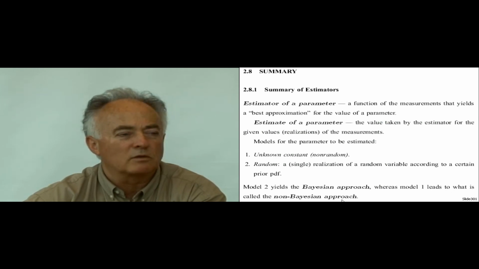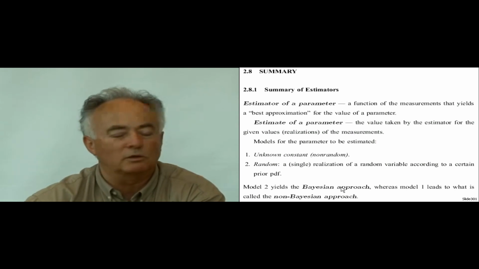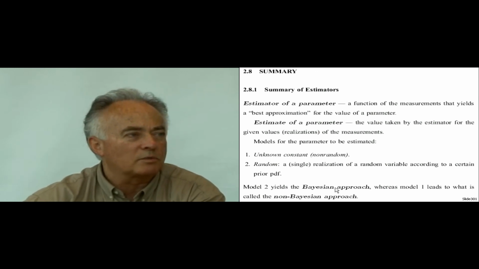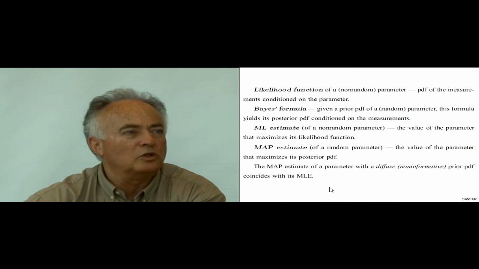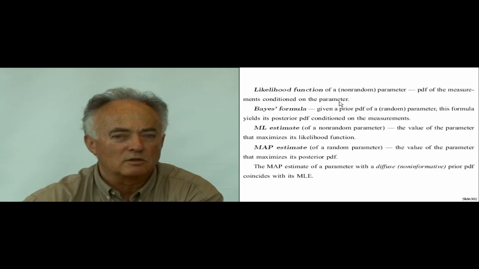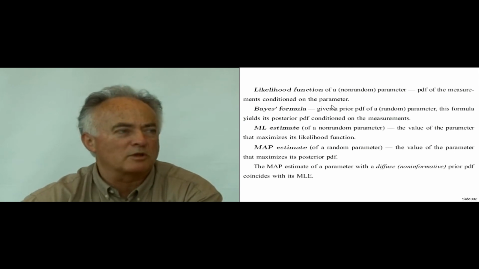In the non-Bayesian approach, we have the likelihood function approach and the least squares approach. In the Bayesian approach, we had the maximum a posteriori (MAP) approach and the minimum mean square error approach. And here are these concepts. The likelihood function for a non-random parameter is the PDF of the measurements conditioned on the parameter. Remember, the likelihood belongs to the parameter, not to the measurements. It's of the parameter if you have those measurements.